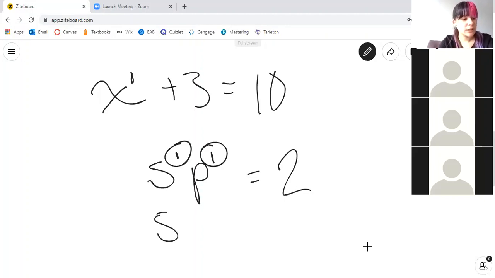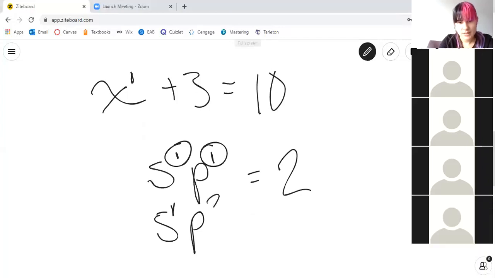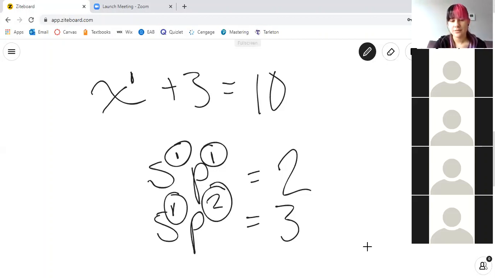So if you have a molecule that has 3 regions of electron density, what should P be? P what? 2. Yes. So you're just adding these superscripts together. Does that make sense? Mm-hmm. Okay, awesome.